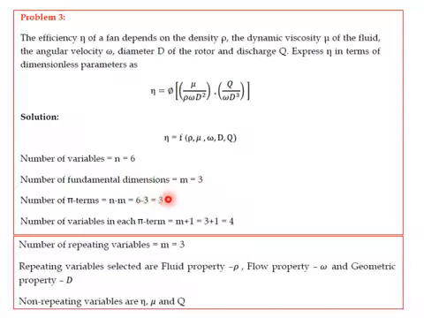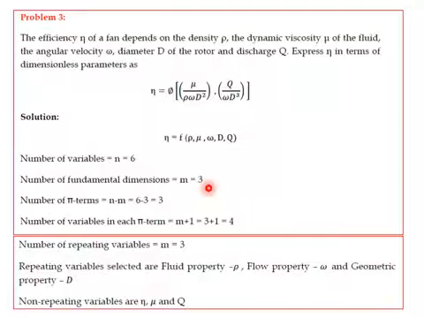In the two earlier problems we got 2 pi terms. Now, because the number of variables increases, the number of pi terms also increases. So it is 3 here. The number of variables in each of the pi terms is m plus 1, so 3 plus 1 is 4. So you have to select the repeating variables, whose number is equal to m.